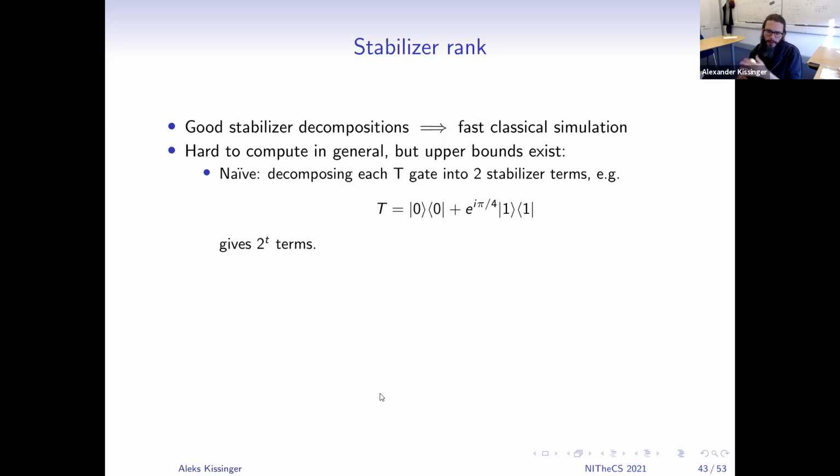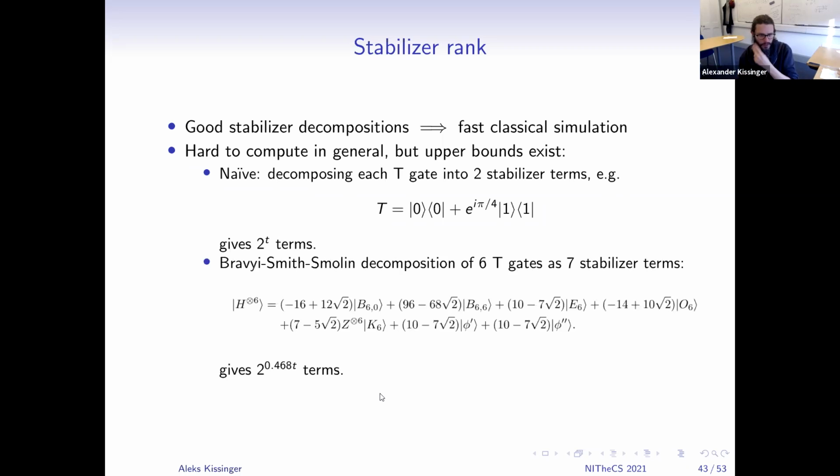So people have come up with better ways of doing this. There's the Bravyi-Smith-Smolin decomposition, which is this wild-looking thing here, which takes 6 T-gates and decomposes it as 7 stabilizer terms. If I did that naively, I'd have 2 to the 6, I guess that's 64 terms. Here they found a way to do it with only 7.